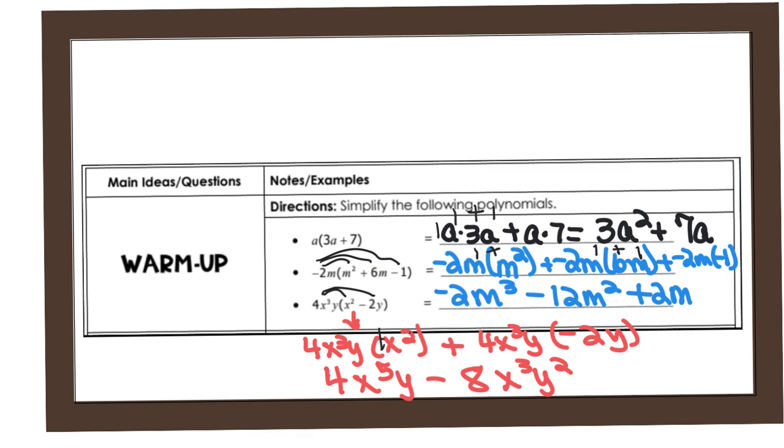Second term, I'm multiplying 4 times negative 2, which is negative 8, so this would be minus 8. X cubed, there's not another x term, so I bring it down. And y times y, which means that I'm adding those two exponents to get y squared. Okay, this is an example of what you do when you simplify. You are multiplying using distributive property.